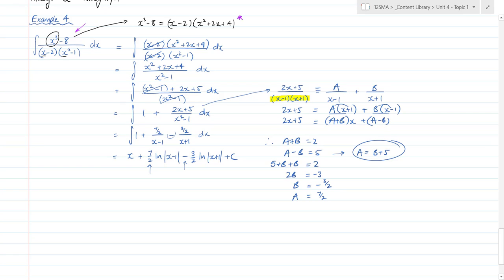So that's the end of our partial fractions lesson. Make sure you ask questions, practice through the exercise, and don't leave any stone unturned. All the best.